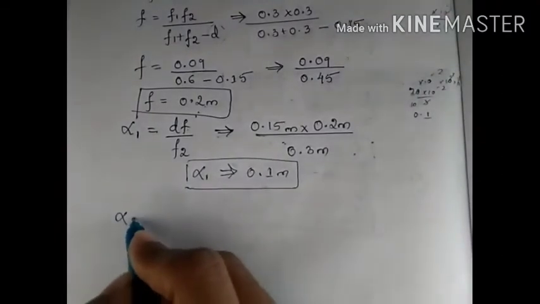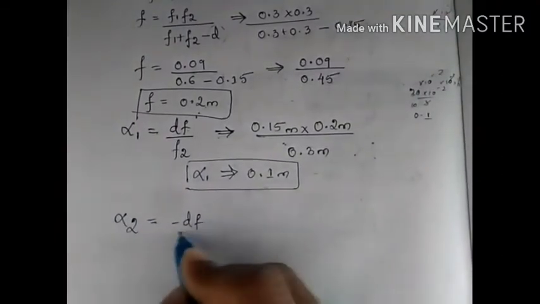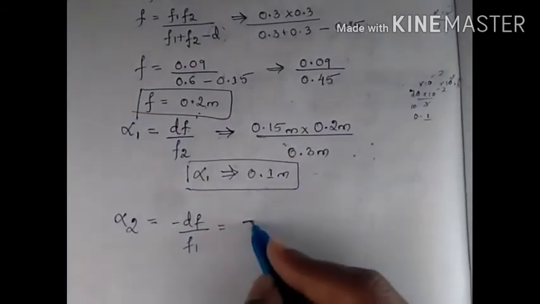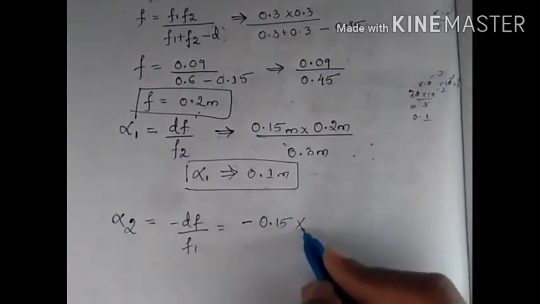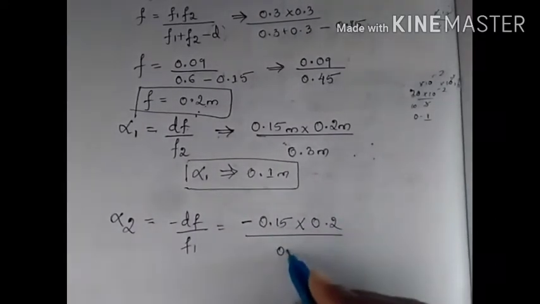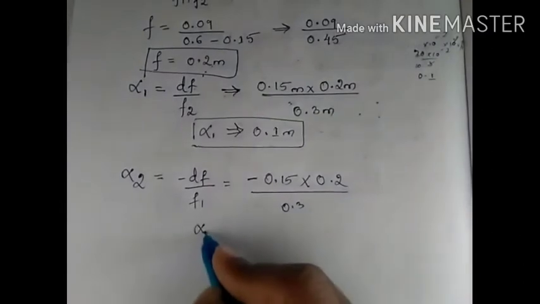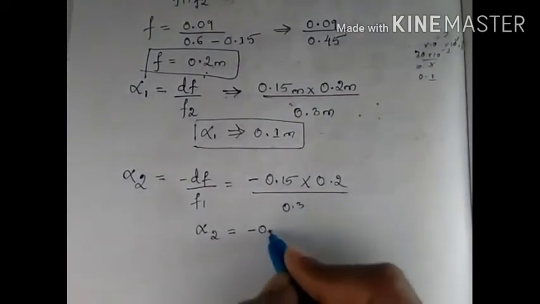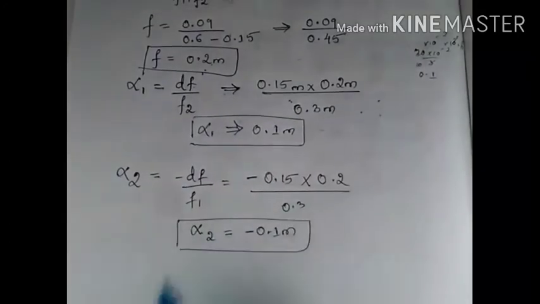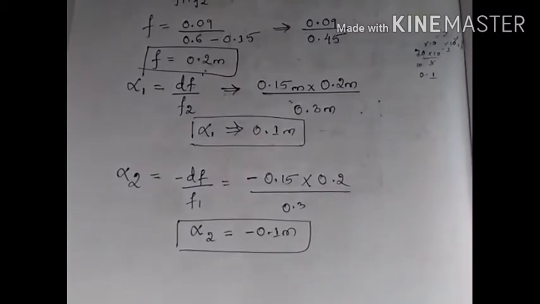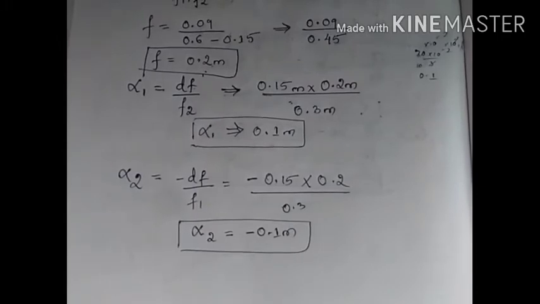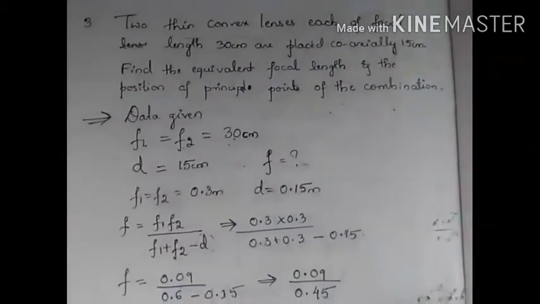So let us find what alpha 2 is. Alpha 2 is again df by f1, so you will get the same, but with a minus sign: minus 0.15 multiplied by 0.2 divided by 0.3. So for this you get a negative sign, that is alpha 2 is equal to minus 0.1 meters. So this is 0.1 meters to the left side of the second lens. So the first is 0.1 meter from the first lens and the second is minus 0.1, to the left side of the second lens. So this is the problem and the solution.